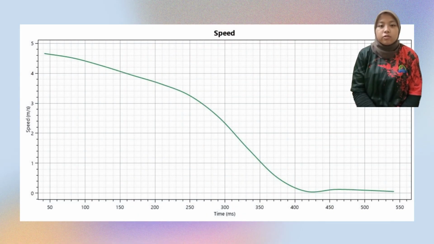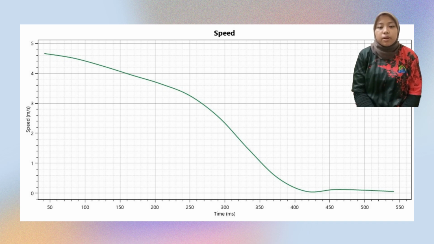This graph shows the speed of the netball over time after GA took the shot. As you can see, at the beginning, the speed is high, around 4.8 meters per second. This is right after GA released the ball. Why? Because the ball has maximum energy from the push during the shot. So it starts moving upward and forward quickly. Then the speed starts to decrease steadily.